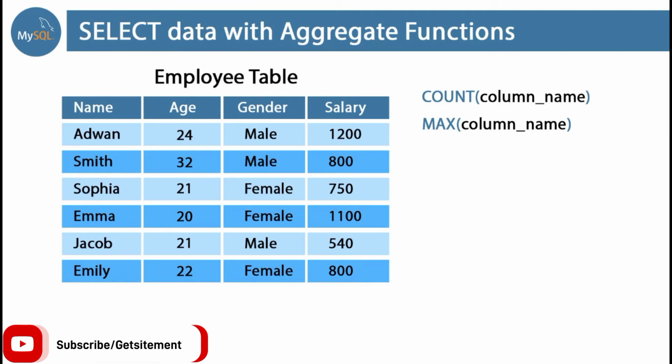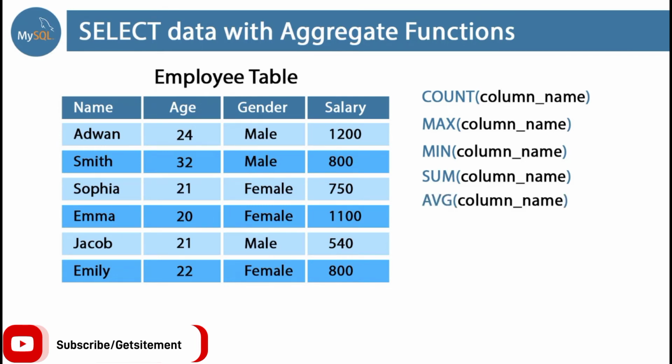Similarly, if you want to see the minimum salary from this employee table, we have another function named min. And similarly, we need to provide the column name salary inside the parenthesis. If we want to see the total salary we have to pay to our employees, we can use the sum function. And inside the parenthesis, we need to pass the salary column. And then it's going to return the total salary from the salary column. And if we want to see the average of the salary, we can use the avg function. Avg means average.